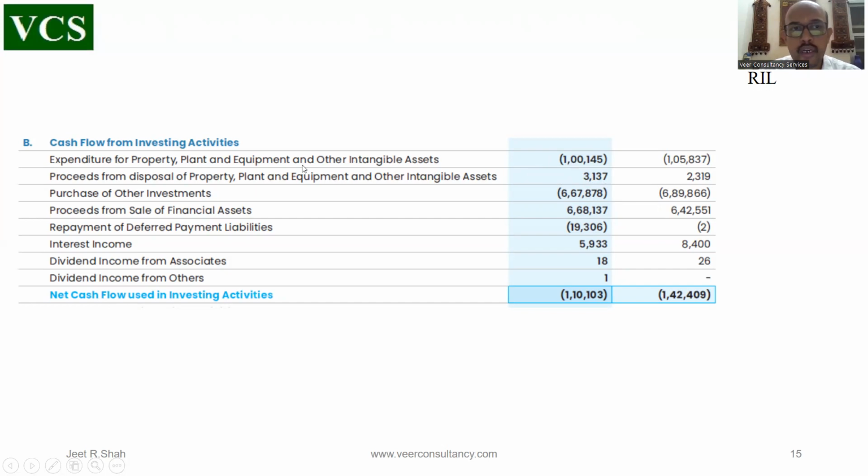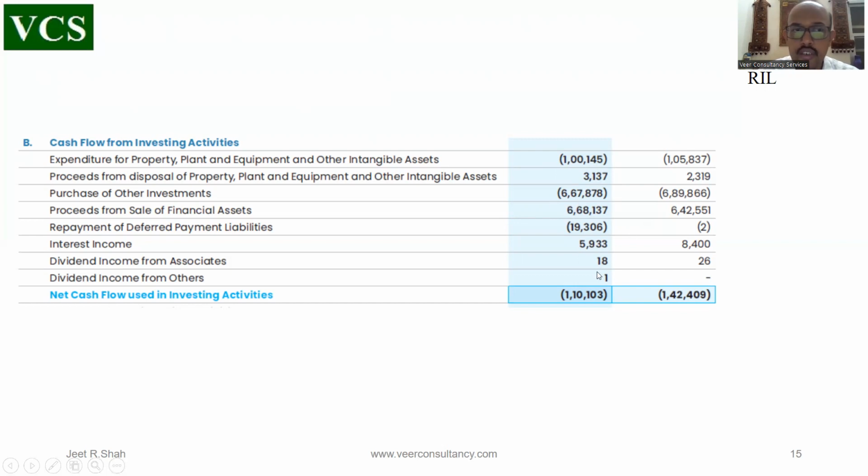What is critical in this part in Reliance? That is purchase of other investments. You can see that they have invested around 6,67,878 crores in other investments. However, they had also sold other investments. So, jo paisa aaya, which you had invested outside your business somewhere, not exactly in the operations, has again been plowed back in the investment somewhere else.